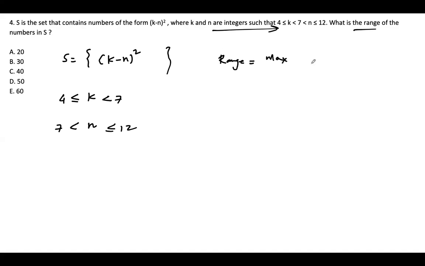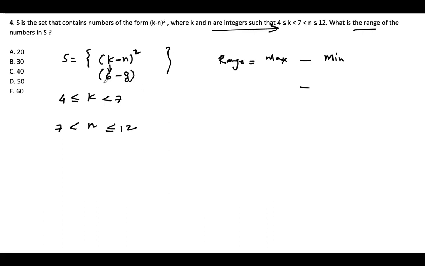What is the range of numbers in the S? Range, so maximum value minus minimum value. Harsh, for which value of K and n will you get the minimum value of the element in S? Minimum value. When can K minus n square be minimum? So such that the difference is the least. When can K minus n have the least difference? 4. K will be 4. No. K maximum, n. K would be 6 and n would be 8.